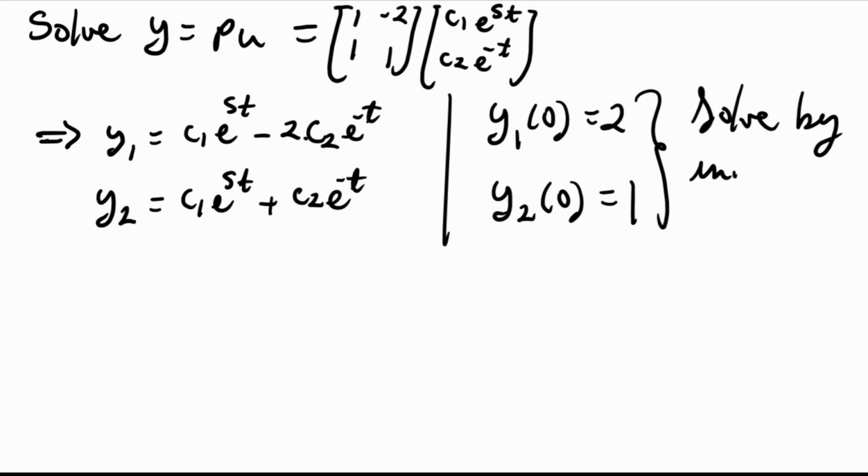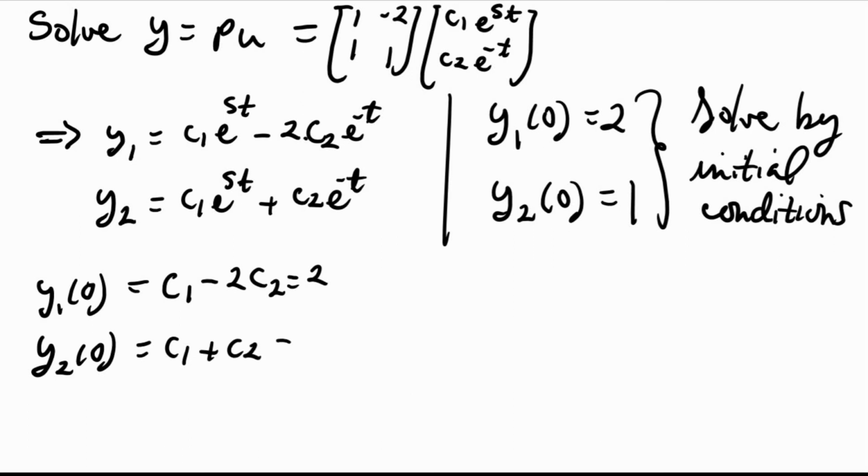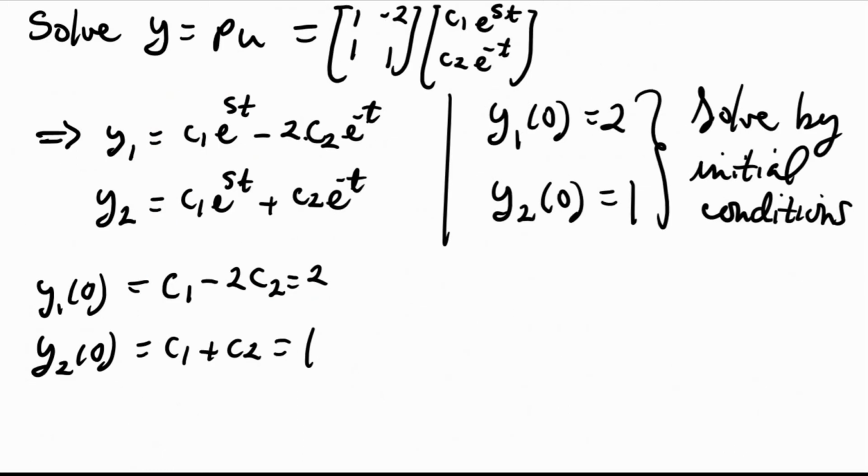So solve by the initial conditions. So y sub 1 of 0, just replace the t with 0, so that we end up with c sub 1 minus 2 c sub 2 is equal to 2. And then y sub 2 of 0 is equal to c sub 1 plus c sub 2, and that's equal to 1. Make sure I got those numbers right. That is 2 and 1. Yep, good. So now we just solve this system.